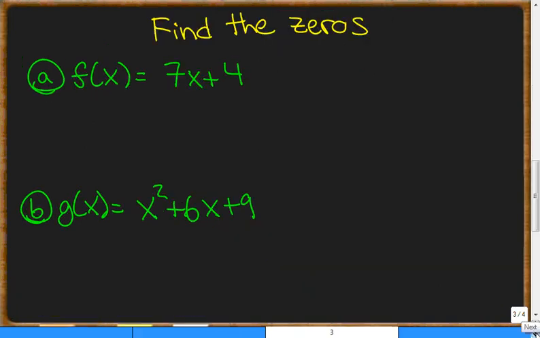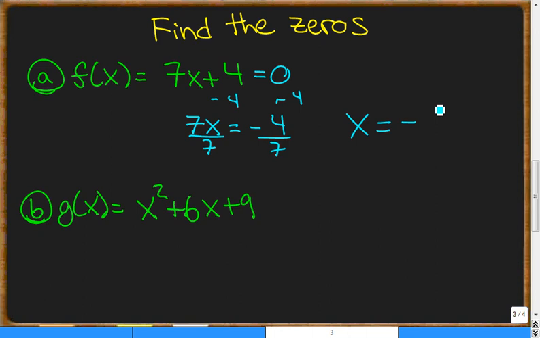Now, let's talk about finding zeros. So remember, all we really have to do is set our equations equal to 0 and solve them. So 7x plus 4, you set it equal to 0, and you solve. So you subtract 4 from both sides. Get 7x equals negative 4, and then divide by 7 on both sides. And you get x to equal negative 4 sevenths. Well, that's the only 0 that we have. That's all that's going to exist.